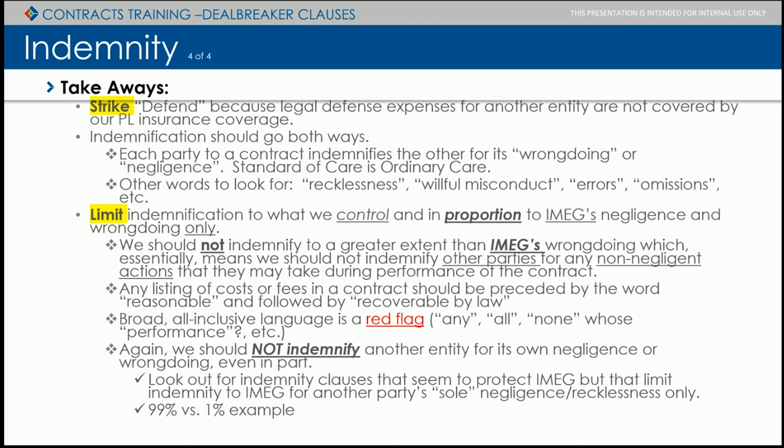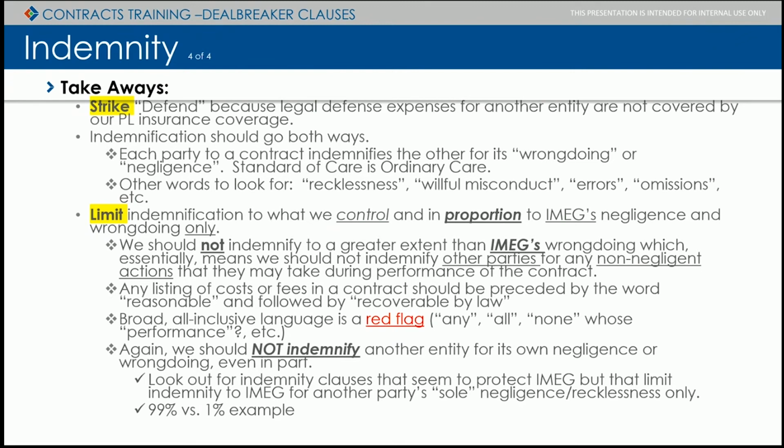Because in larger projects, it's essentially impossible to meet that standard, and the law recognizes that. So be on the lookout for language saying we're on the hook for fixing all errors and omissions. You want to limit the indemnification to the part of the project that we control, and again, in proportion to our negligence and wrongdoing only.